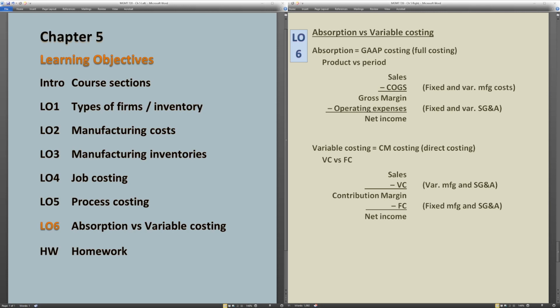They have to be included. All the manufacturing costs have to be absorbed by these 3 inventories. And that's why it's called absorption costing. But notice the breakdown. Cost of goods sold.